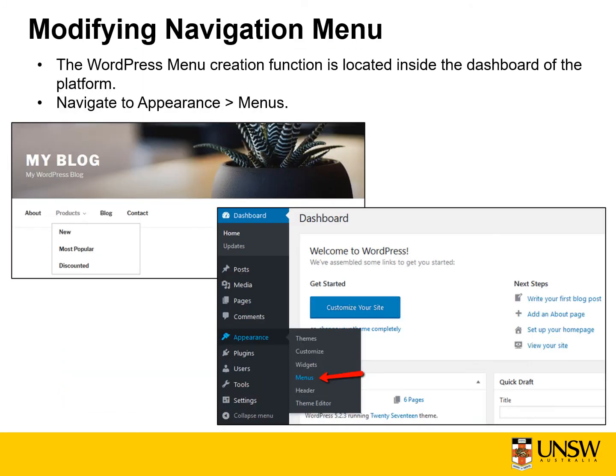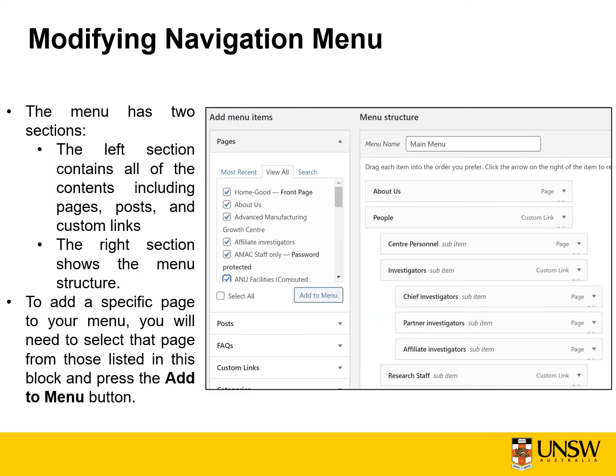As you know, each website has a menu that is normally placed in the header of the website. In order to modify your website menu, go to Appearance and click Menus. The menu has two sections. The left section contains all of the contents including pages, posts, and custom links, and the right section shows the menu structure. To add a specific page to your menu, you should select that page from the list and press the Add to Menu button.